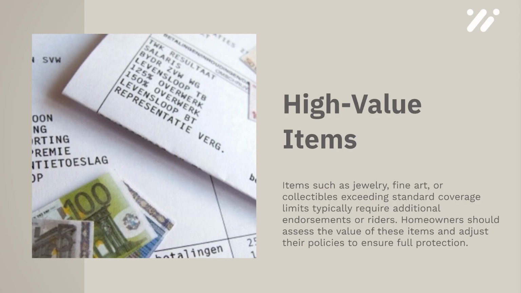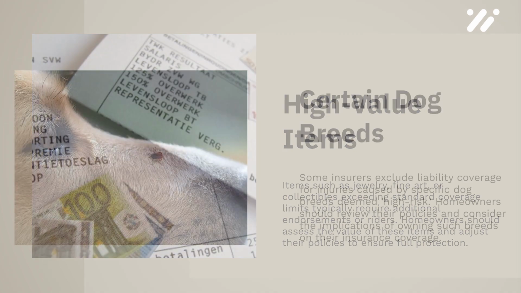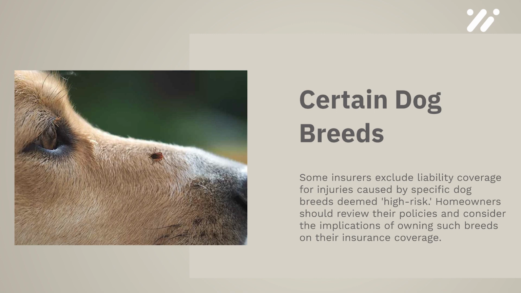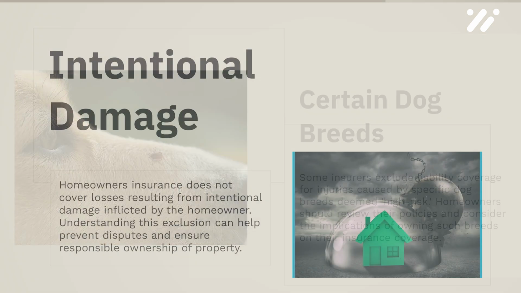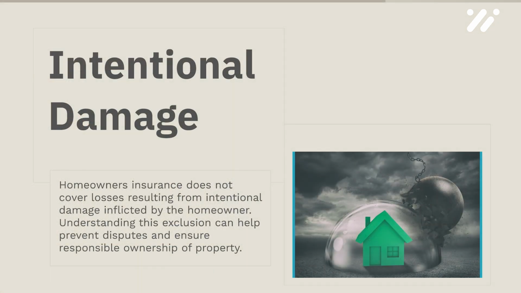Also, high-value items like jewelry, fine art, or collectibles exceeding coverage limits require additional endorsements or riders. Certain dog breeds. Some insurers exclude liability coverage for injuries caused by specific dog breeds deemed high risk. Lastly, intentional damage. Losses resulting from intentional acts by the homeowner are not covered.